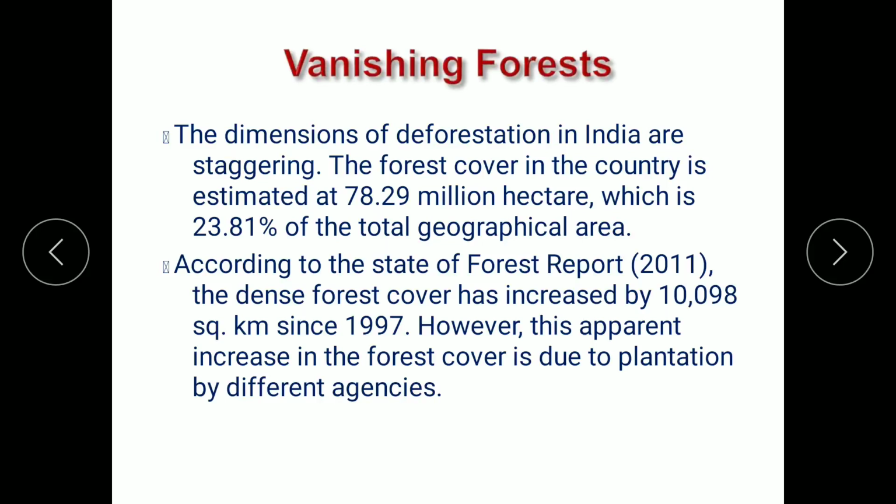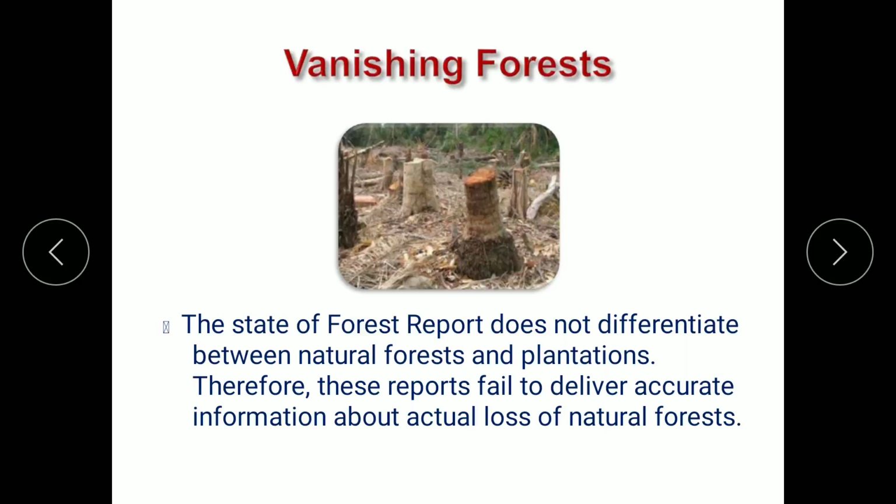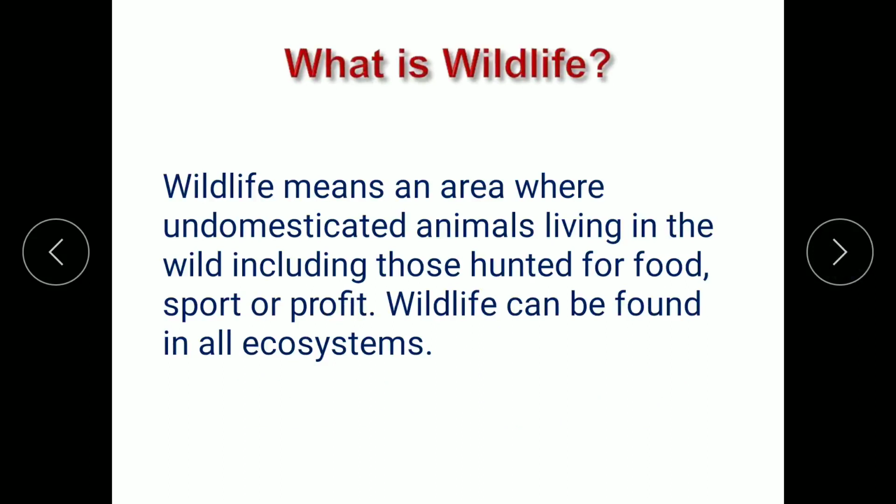We have adopted the method of afforestation. We have also created awareness in the community, schools, and among other people. They are participating in the plantation of various types of trees. The State of Forest Report does not differentiate between natural forest and plantation. Therefore, the report fails to deliver accurate information about the actual loss of natural forest. So the information given takes both the present status of forest and the afforestation.